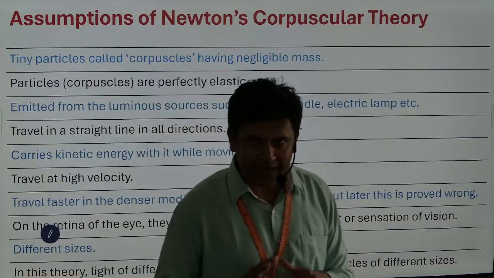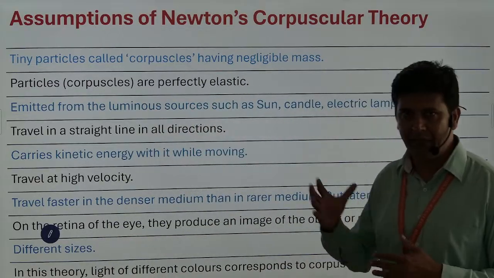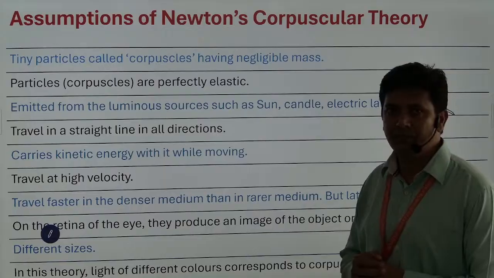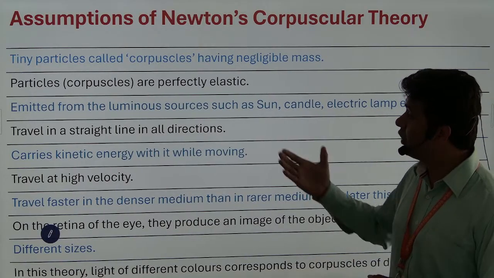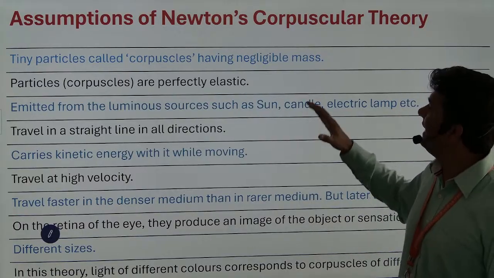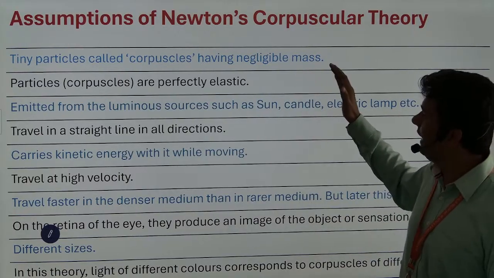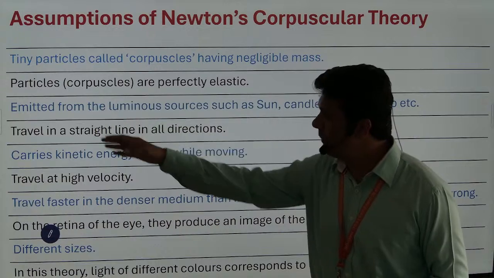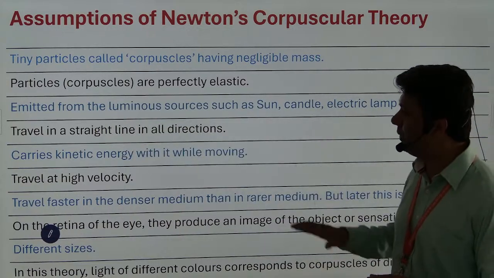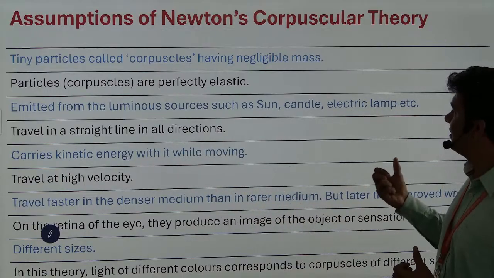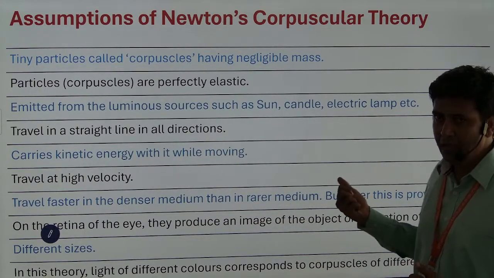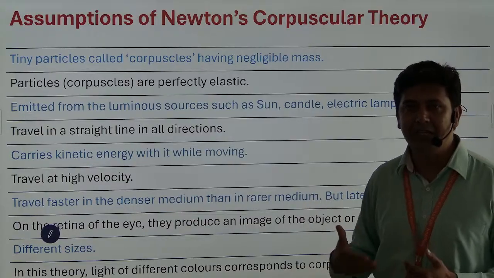Here you will find the first assumption, as we have discussed, tiny particles. He said that light consists of tiny particles, called corpuscles, having negligible mass. Second assumption, these particles, that is corpuscles, are perfectly elastic. Third, they are emitted from luminous sources such as the sun, candle, electric lamp. These particles are emitted from the sources of light.